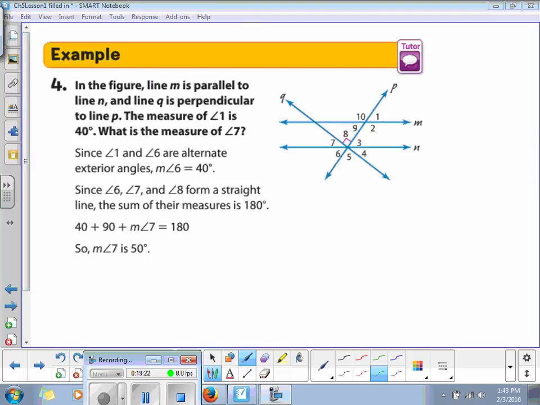In the figure, line M is parallel to line N, and line Q is perpendicular to line P. The measure of angle 1 is 40. What is the measure of angle 7?